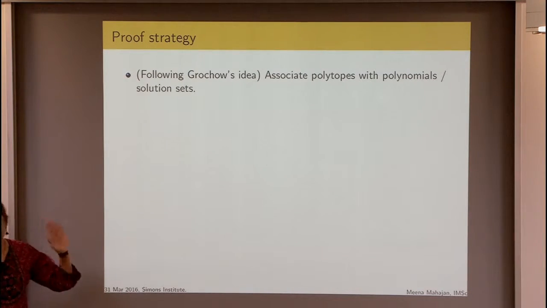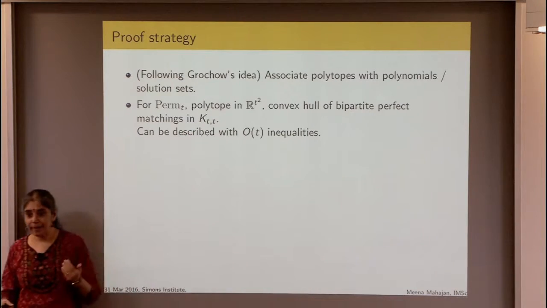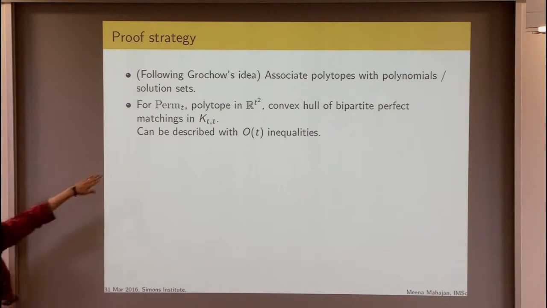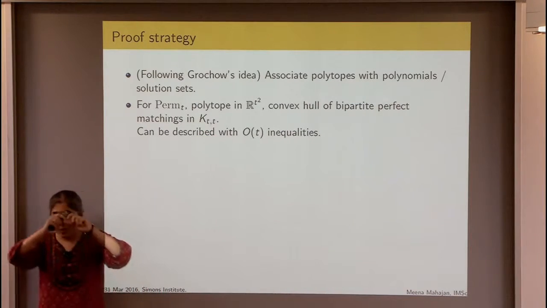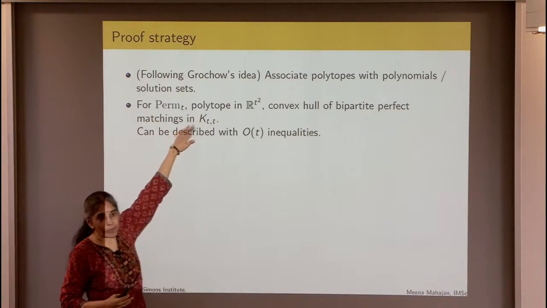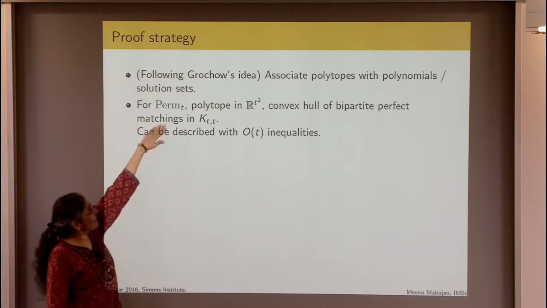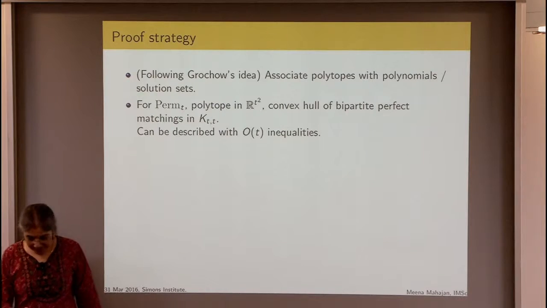So we're going to associate polytopes with the polynomials as well as with the solution sets. In particular, for the permanent, the polytope which we look at is the convex hull of all bipartite perfect matchings. So look at the complete bipartite graph K_{t,t}. It has t squared edges. So let's look at dimension t squared, a t-squared-dimensional vector, and look at the 0-1 indicator vector of a perfect matching. It will have exactly t ones and the remaining zeros. So look at all such vectors, take their convex hull. That's a polytope. Take the Newton polytope analogy. Yes, I was trying not to use that word. And this polytope can be described with order t inequalities.